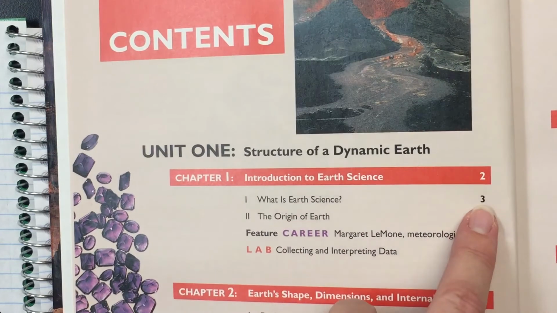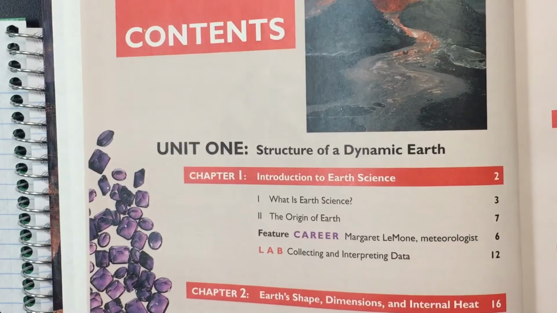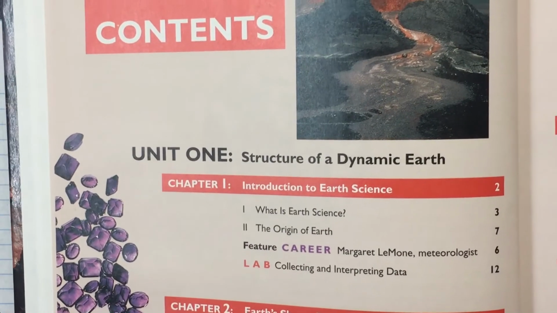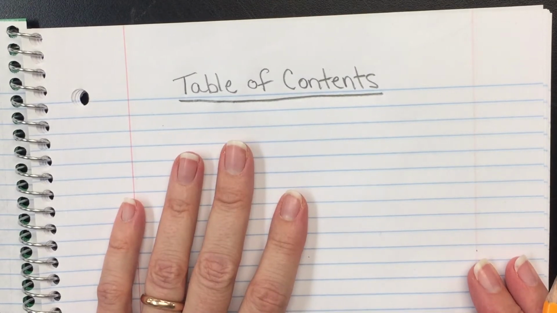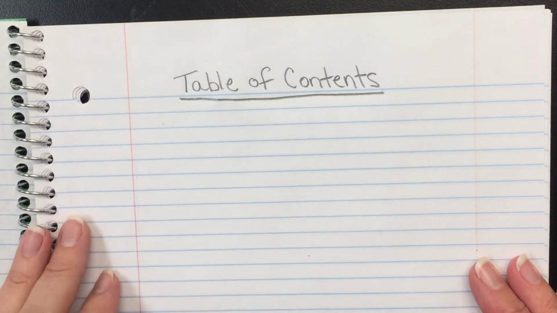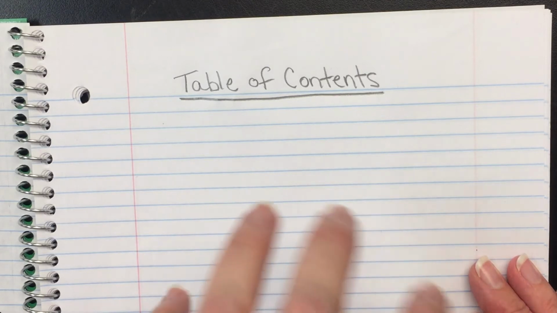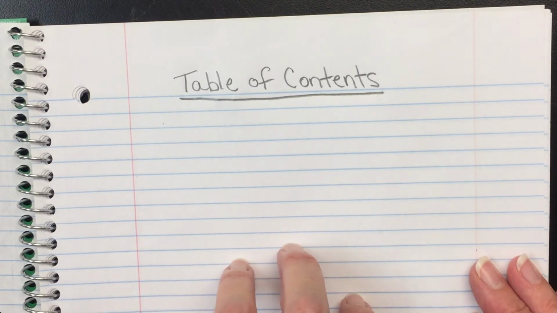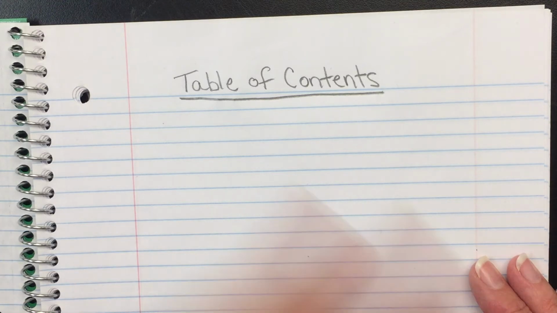So Earth Science starts on page 3. The Origin of the Earth starts on page 7, right? It helps you to find things really, really quickly in this book. Otherwise, you could just flip through this book and never find things. So we're going to create a table of contents for our notes so that whenever we need to go back and look something up, we can look in our table of contents and find it very quickly. This is going to be immensely helpful for us later on in the year when we start reviewing, but also during the year when we are going back, because a lot of Earth Science stuff is connected.